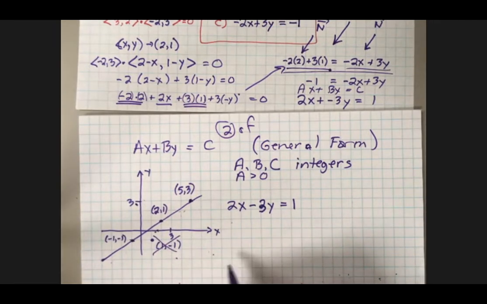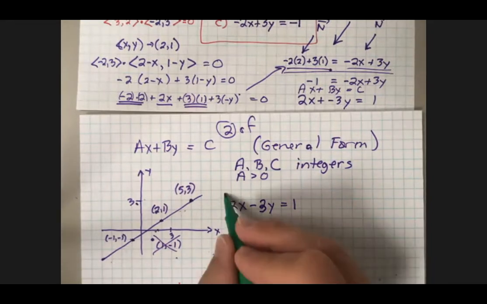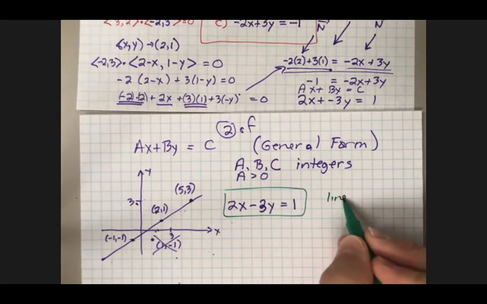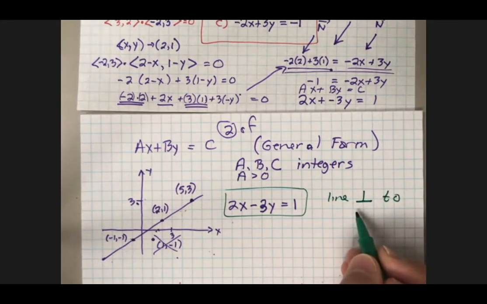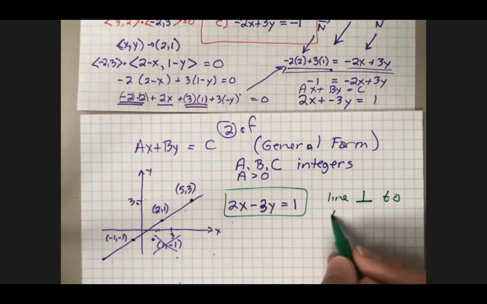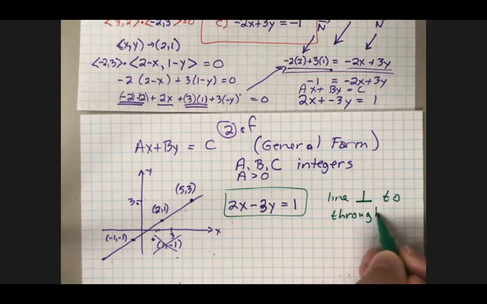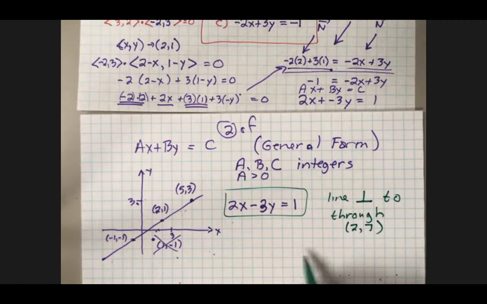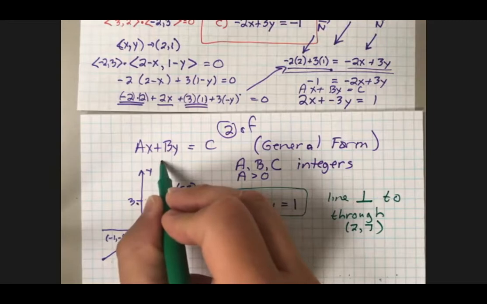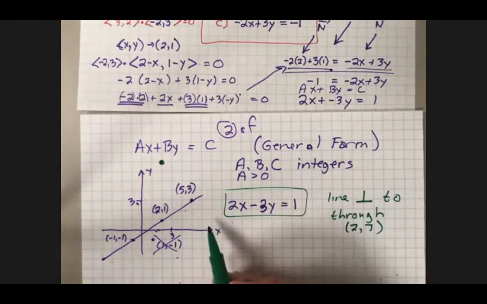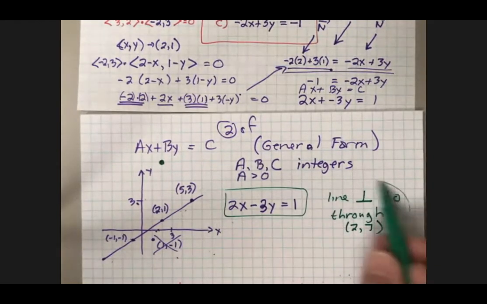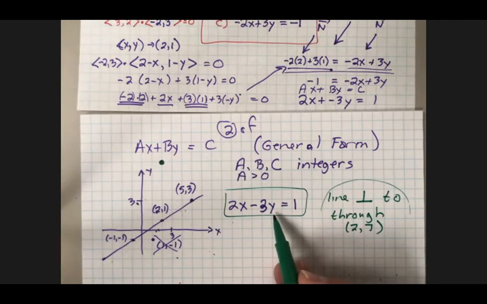Let me show you another really cool factor about this line. What if you wanted the line perpendicular to this line through 2, 7? Let's make that green. The line perpendicular to this line through 2, 7. And 2, 7 must be way up here. Well, in those other forms of the line, point-slope and slope-intercept, you'd have to work out what perpendicular means. You'd have to find the slope and you'd have to find perpendicular.